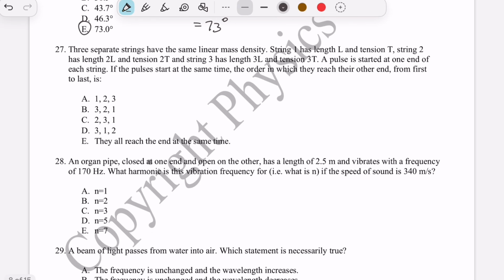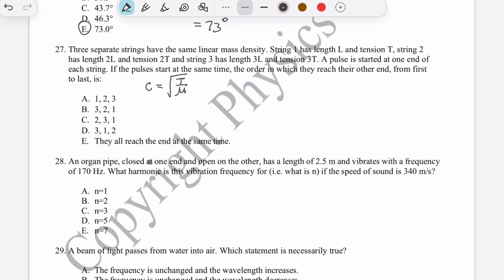Next, three separate strings have the same linear mass density. String 1 has length L, tension T, string 2, 2L, 2T, and string 3, 3L and 3T. The pulses start at the end. If they all start at the same time, what is the order that they reach the other end? So I'm going to use this formula once again because it includes tension.